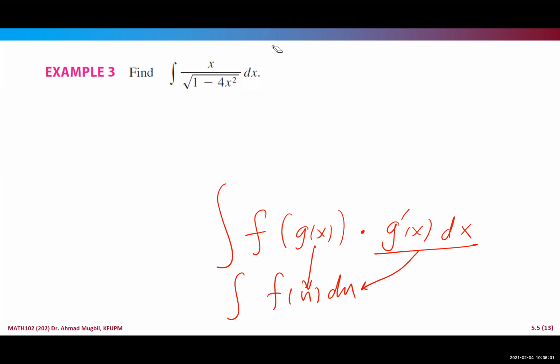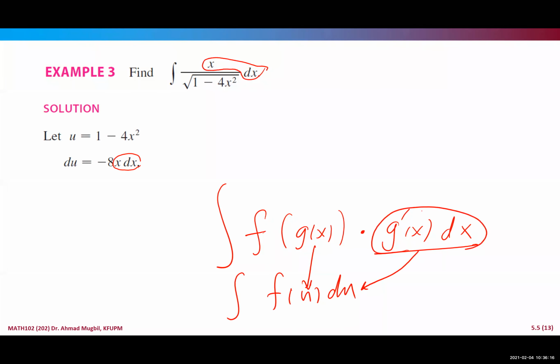Look, if you put u equals 1 minus 4x squared, what will be the du? The du will be negative 8x dx. Look, x dx, here we are. We have it. So this is g prime dx. So negative 8 is not a problem. If it is a matter of a constant, it is not a problem at all. Divide by negative 8. But if it is a matter of a variable, you cannot do that.